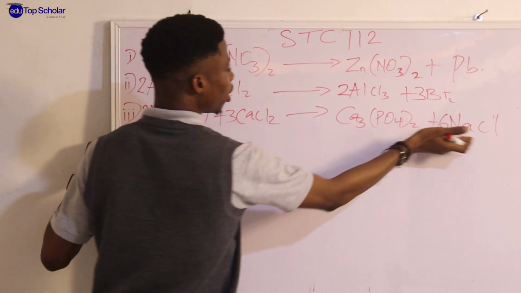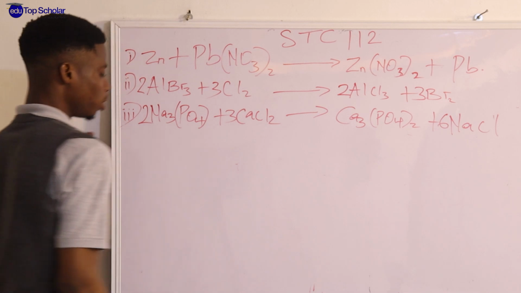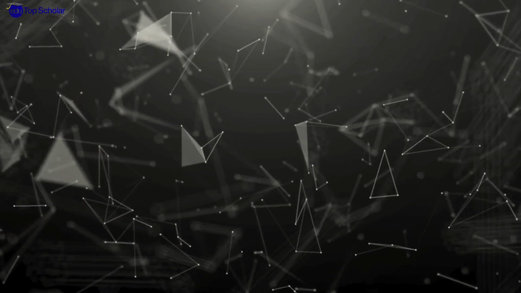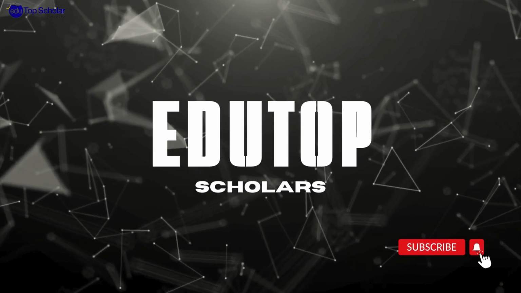6 moles of chlorine, and 6 moles of chlorine. So that's that for that. Now this is section C on STC 112.